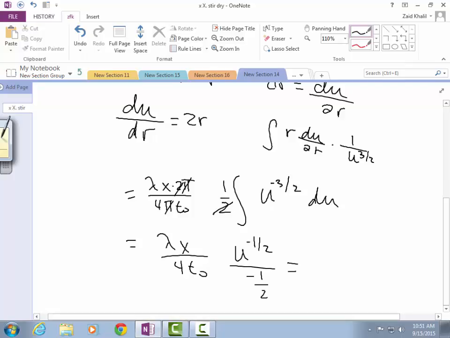So what do we end up with? So minus 2. So minus 2 lambda x.